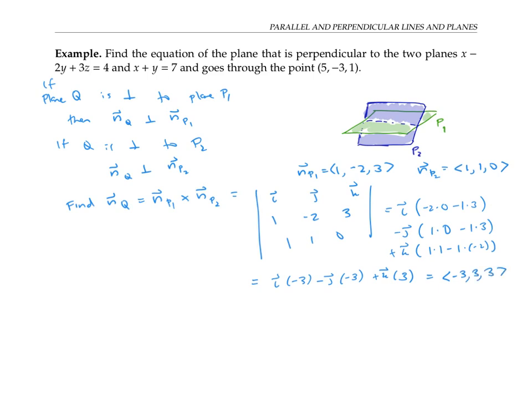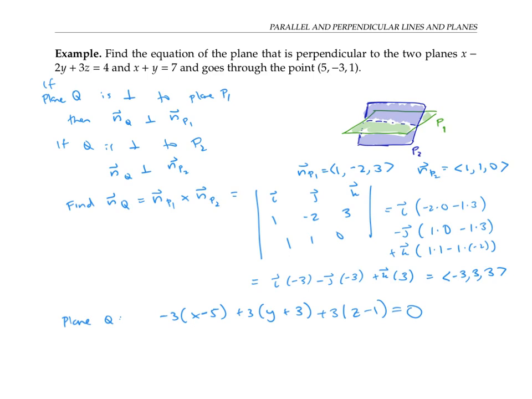Now I still need a point on the plane in order to write down the equation for the plane, but fortunately I've been given a point. So I can use this point and this normal vector to write down the equation of my plane Q. It will be negative 3 times (x minus 5) plus 3 times (y plus 3) plus 3 times (z minus 1) equals 0.